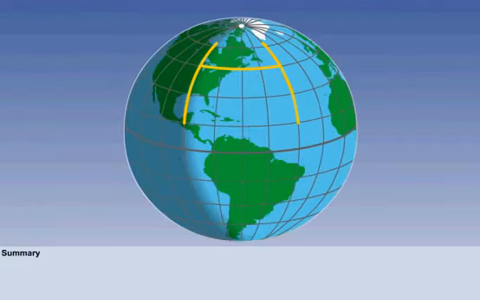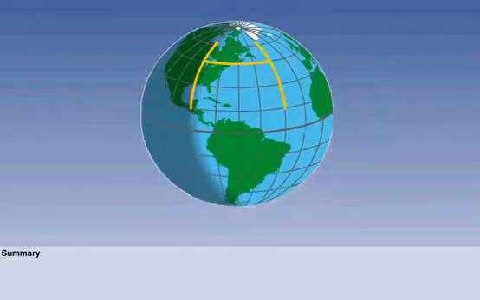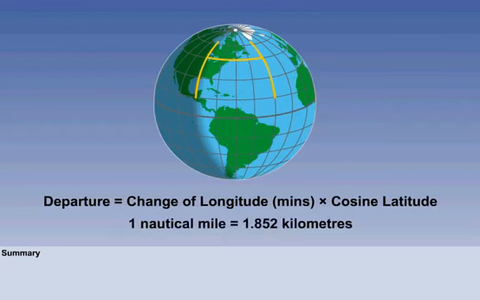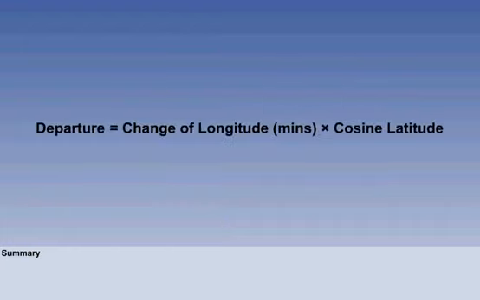Let's summarize what we have done. The basic departure formula is departure equals the change of longitude in minutes multiplied by the cosine of the latitude. It's unlikely that the question will be asked in such a simple form. So, expect unit conversions and rearrangements of the equation.